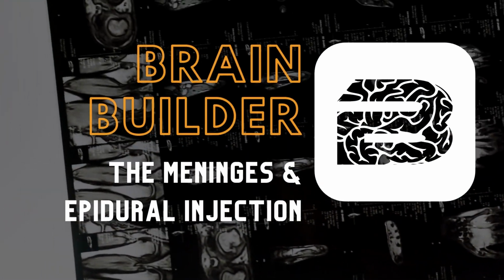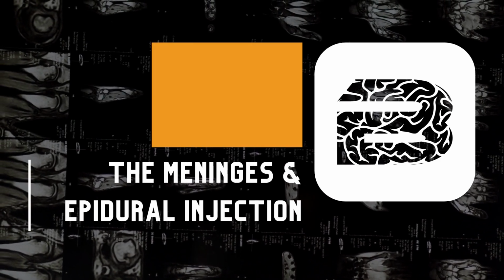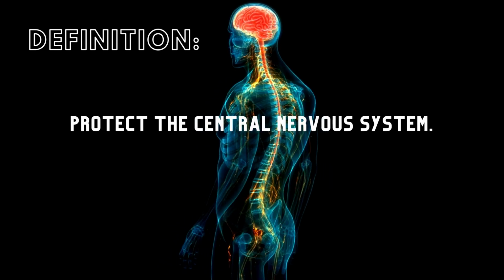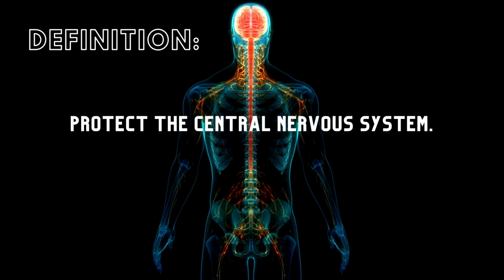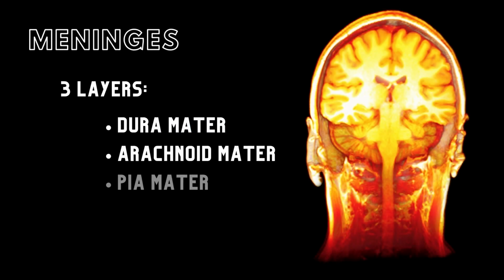Today, we're going to look at a BodyViz brain builder about the meninges and an epidural injection. The meninges protect the central nervous system, which is composed of the brain and spinal cord. The meninges are composed of 3 layers of membranes: the dura mater, the arachnoid mater, and the pia mater.